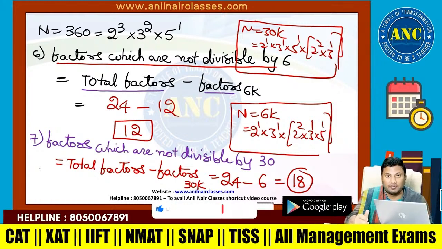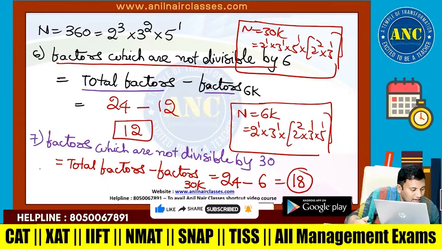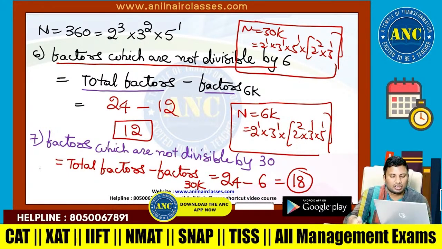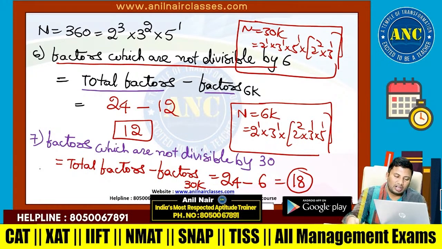Factors which are divisible by k, and factors which are not divisible by k. Sixth question and seventh question. Divisible by k, not divisible by k. Eighth question, please write down.